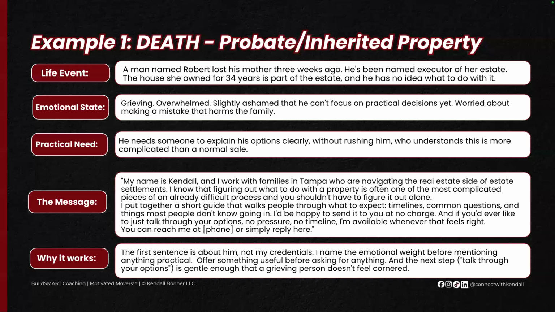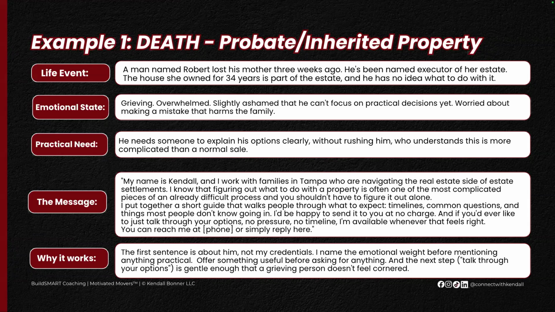So here's an example, Robert. Robert has gone through a sad experience. He lost his mother a few weeks ago. He's been named executor of her estate. The house she owned for 34 years is part of that estate, and he has no idea what to do with it. What's his emotional state? He's grieving, he's overwhelmed, he's probably slightly ashamed because he can't focus on practical decisions yet, and he's also worried about making a mistake that could harm the family.